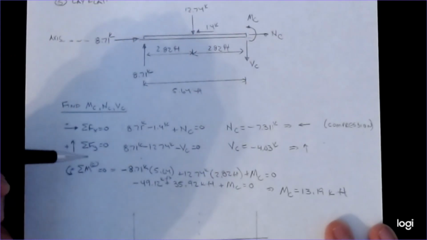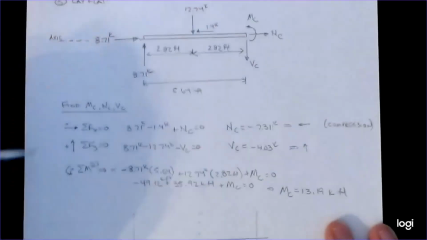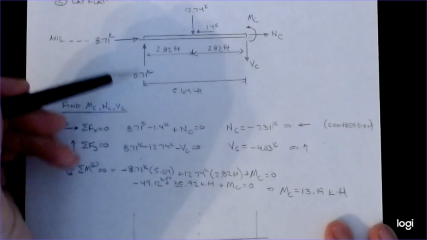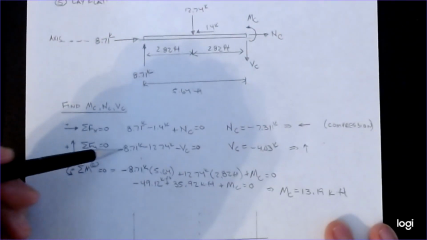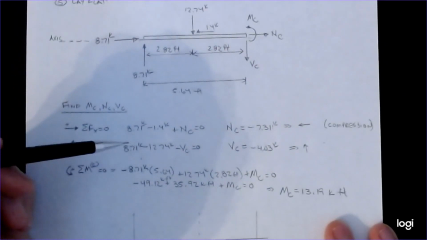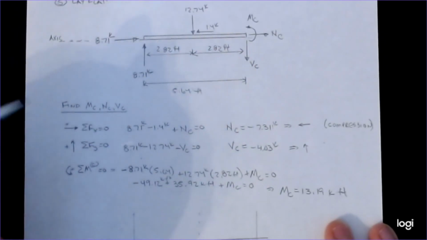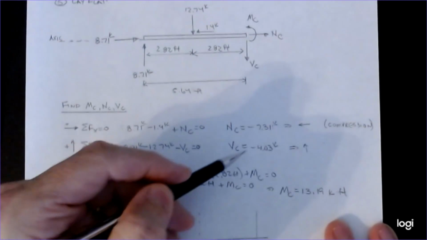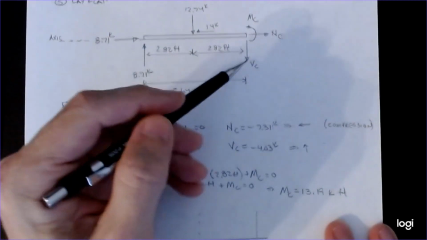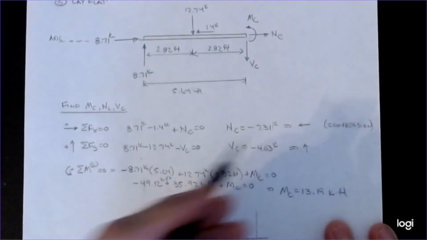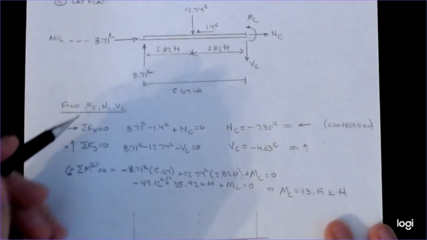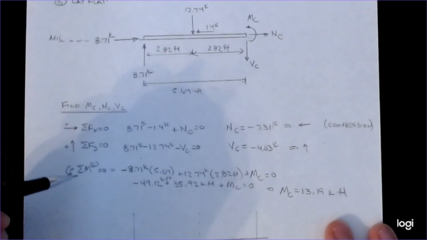Okay, and then to get the rest of the unknowns over here, I'm going to do sum of forces in the Y: 8.71 up, 12.74 down, V down. So positive, negative, negative with the numbers substituted in. And if I do that, then my VC in this case ends up being a negative 4.03, which tells me that my shear is actually acting in the opposite direction. It's actually acting up. And we'll take advantage of that here in a second.